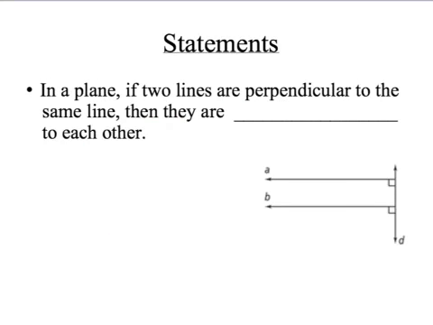Okay, the next statement says, in a plane, if two lines are perpendicular to the same line, then they are blank to each other. So let's go ahead and convert this given statement into an if-then statement using a specific example like the one we have over here to our right. So we need to have two lines perpendicular to the same line first. I have, if A is perpendicular to D and B is perpendicular to D. And it's already marked with a perpendicular.